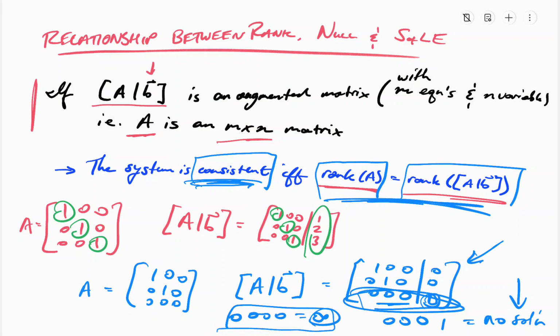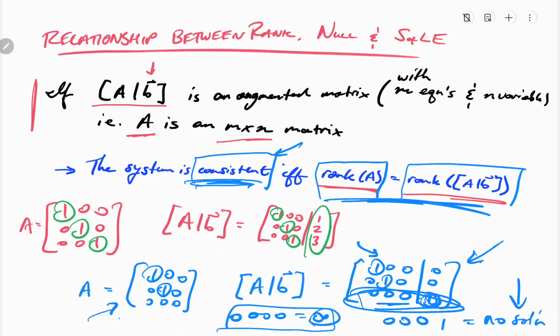So yeah, the definition of consistent is a system of linear equations that has at least one solution. So that's why this statement is true. The rank of this one is 2, because there are 2 leading ones. The rank of this one is 3, because there's 1, 2, 3 leading ones. Oh, that's a lot of circles.